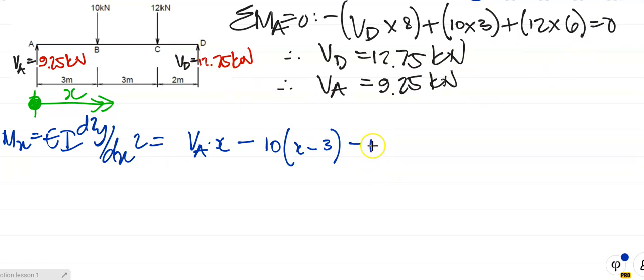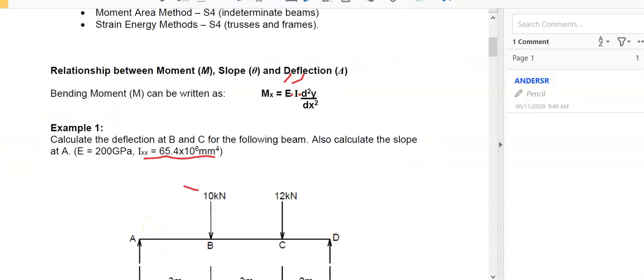Minus 12 times. How far is 12 times d in terms of x? It is x minus 6. There we go. Okay, x minus 6. Right, people? So we took moments about d, and we wrote all distances about d in terms of x. So that's v8 times x minus 10 times x minus 3 minus 12 times x minus 6. Right. So that's the first step in the process.